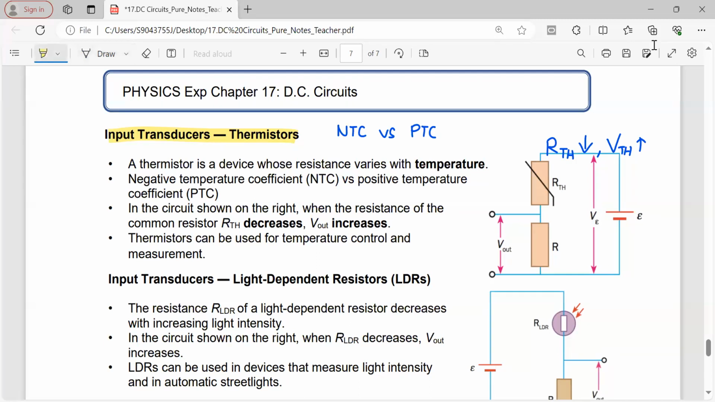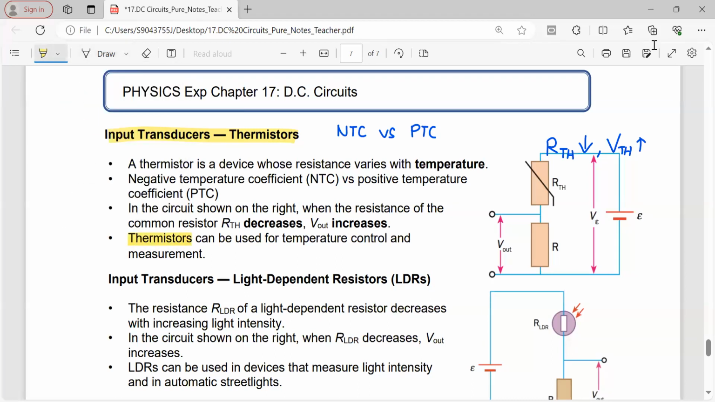What's the use of a thermistor? It's used for temperature control as well as measurements. When the temperature changes, the resistance of the thermistor changes, and then you can output, for example, to your aircon or your fan, you can increase the voltage to your aircon or your fan to cool or to heat up the room accordingly.